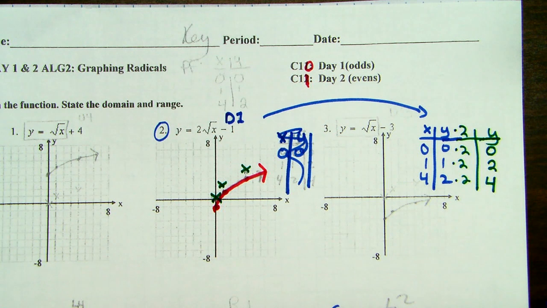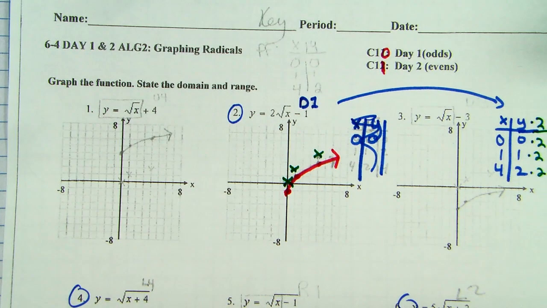Guys, notice number 4 does not have an a value. That's one of the ones we did yesterday. So 0, 0, 1, 1, 4, 2 is our parent function. And then you move all your points left 4.